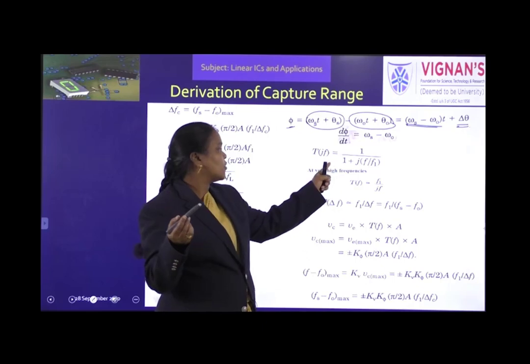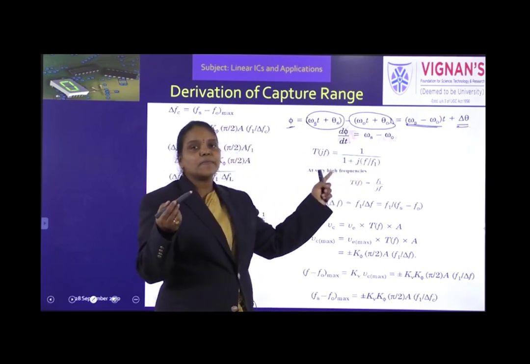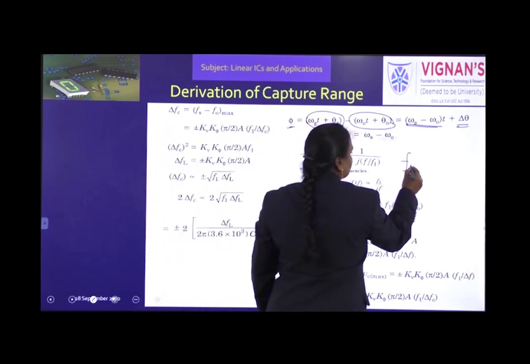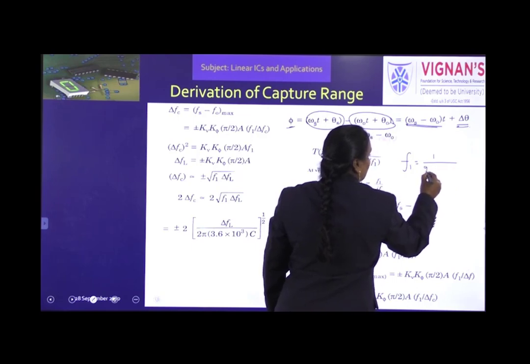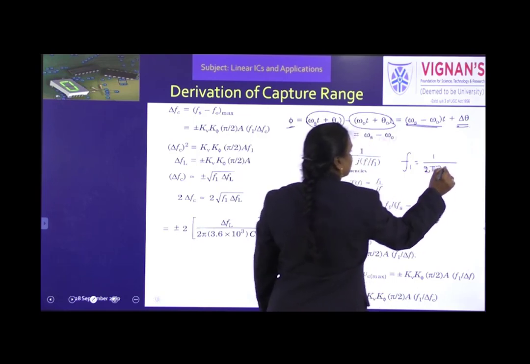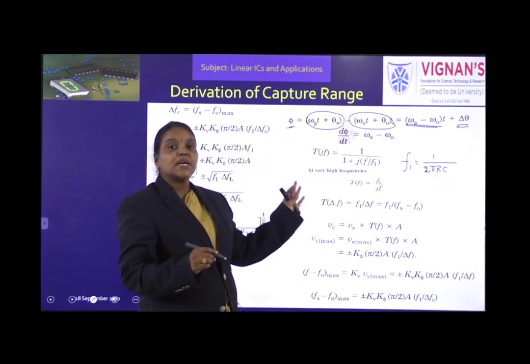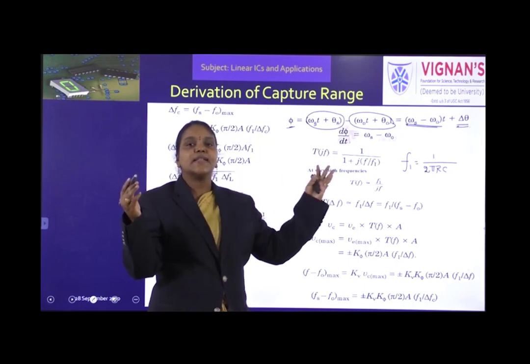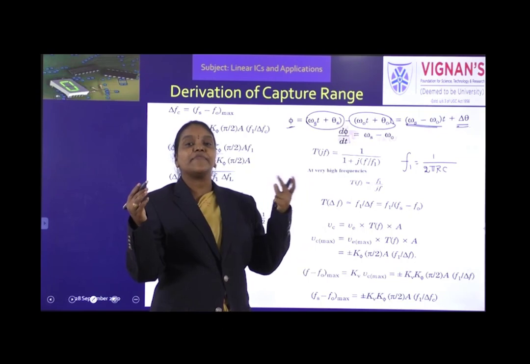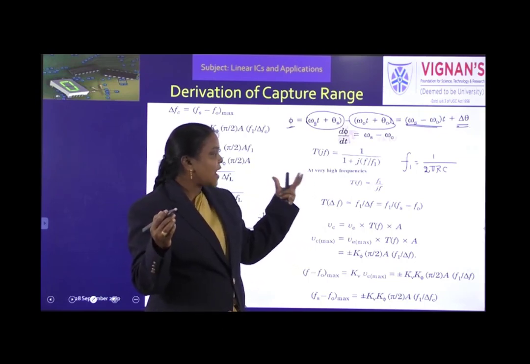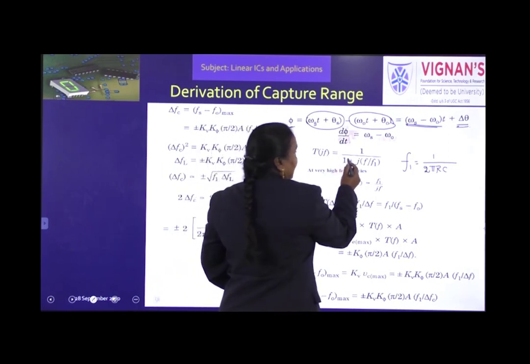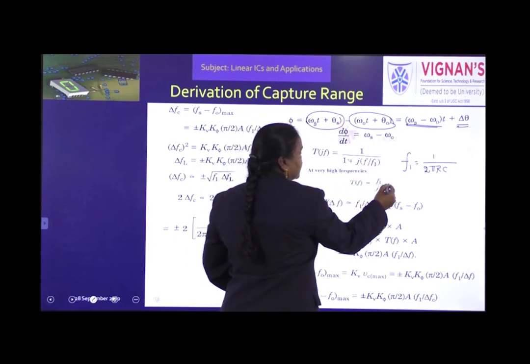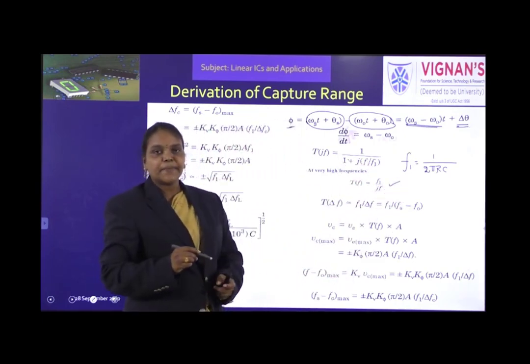The transfer function of the low pass filter will be in the form of 1 by 1 plus j f by f1, where f1 is the cutoff frequency of the low pass filter, 1 by 2 pi RC. Okay. And here we are dealing with very high frequencies. Usually in demodulation, the incoming signal is the modulated signal, which is a very high frequency signal. So when it is very high frequency, we can neglect this one. That is, f is far greater than f1. That means you can neglect this one. So this term becomes f1 by jf.